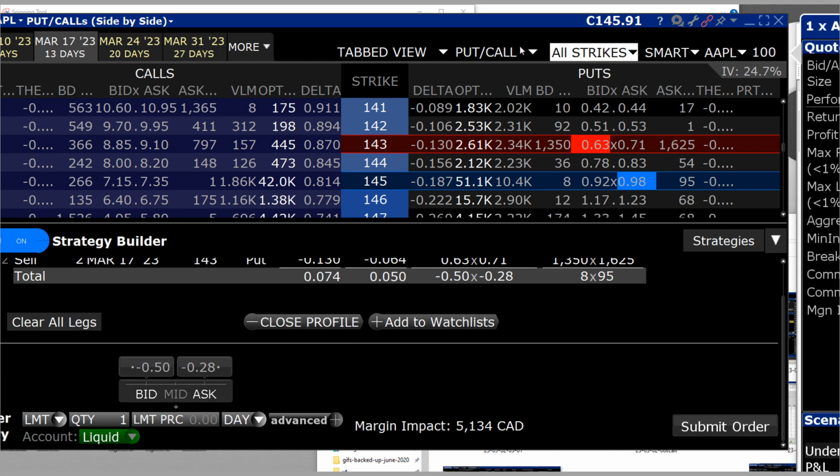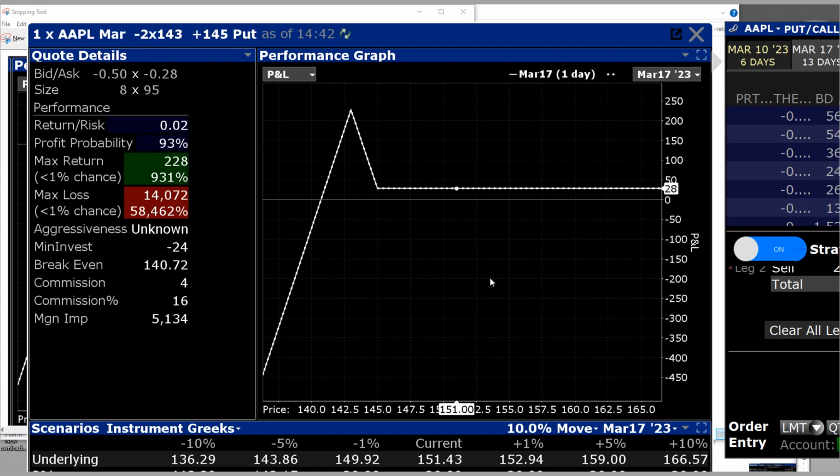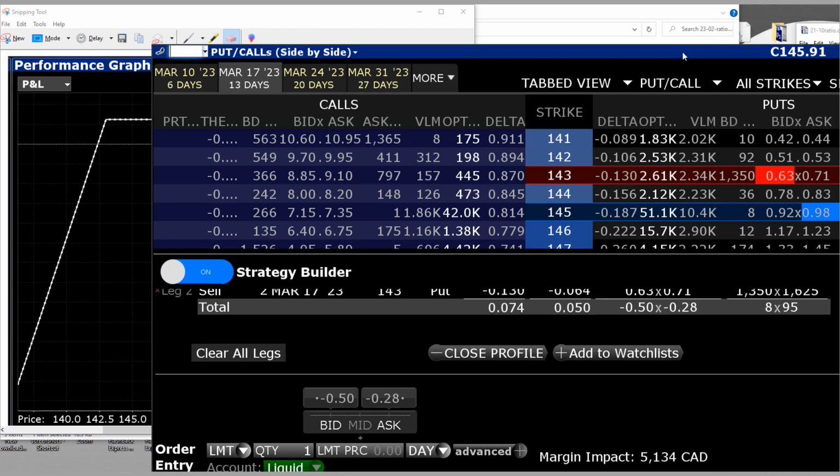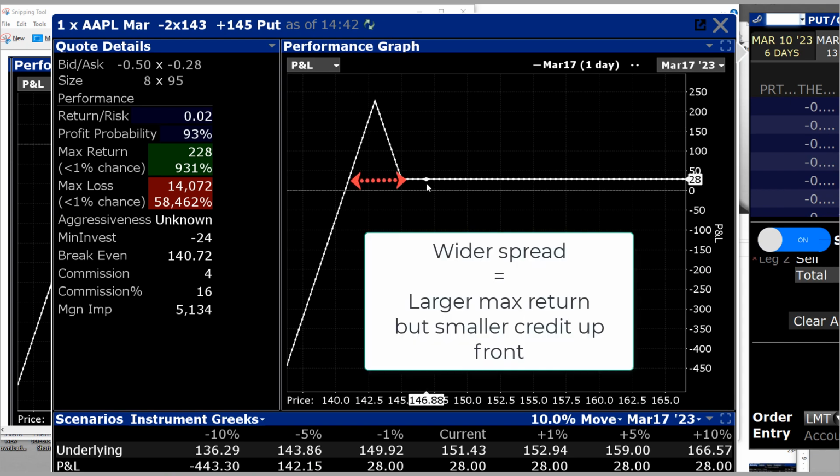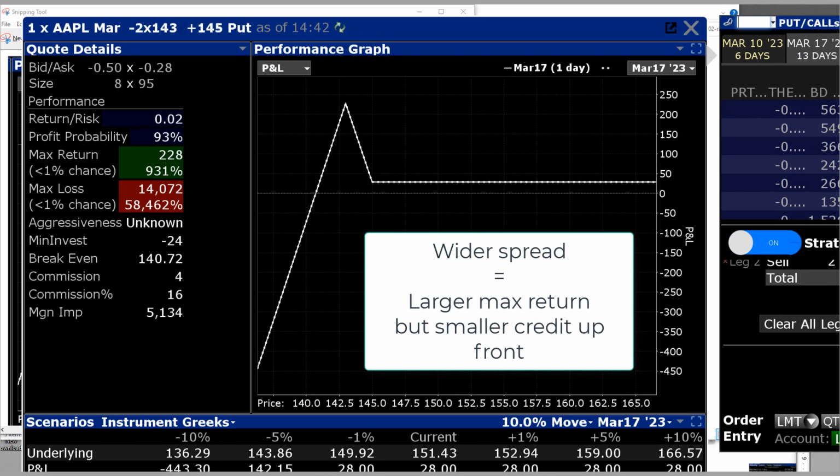So let's take a look at the profile for this now with a $2 spread. So same expiration date and everything. As you can see, instead of making $58 for the credit, I'm only going to be making $28. But instead of the max return being 158 like before, well, now it's 228 because it's the $28 plus 200 if Apple closes right at 143, which is the strike of the short option, which means I'm making the entire intrinsic value between 143 and 145, which is a $200 spread. So that's how you can increase your max return, but you have to be aware that the credit spread that you collect right away is going to be less. So it's important to understand that relationship.